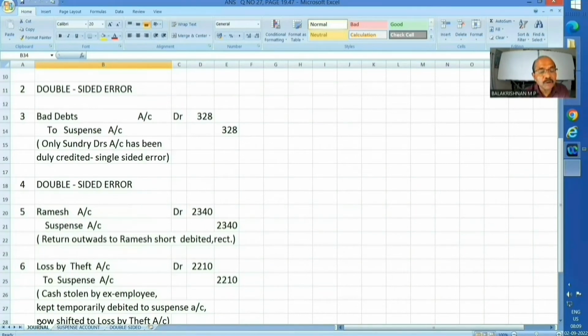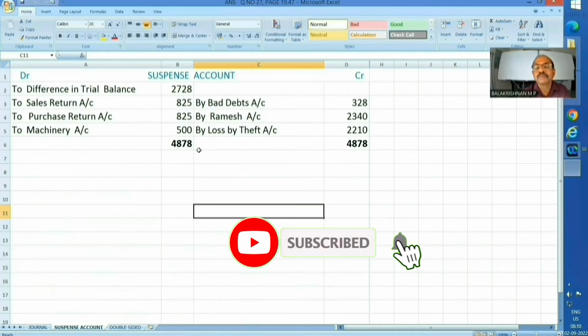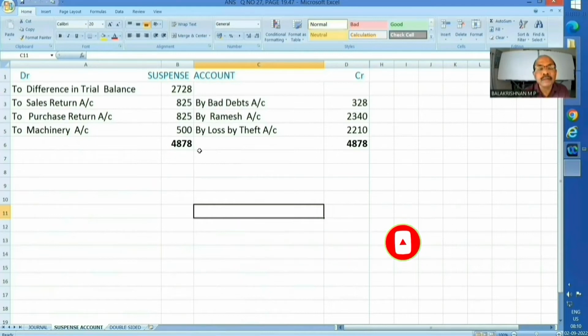loss by theft account 2,210 to suspense account 2,210. Naturally, suspense account is credited by loss by theft account 2,210. If you balance the account, we find both the sides are automatically tallied, no balance left. That's why the author also has told us. Okay, I hope I have explained each and every entry to your satisfaction. Now let us take up the next sum.